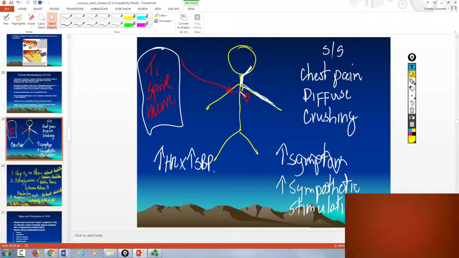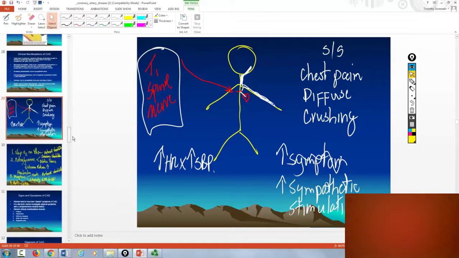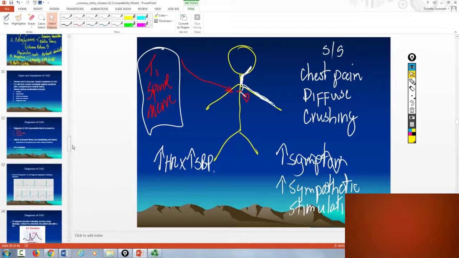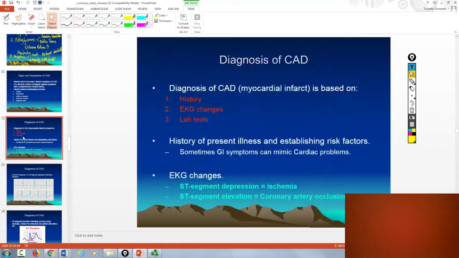Now, let's look at how you diagnose someone with CAD. All right. First of all, you take a medical history and you identify risk factors. And based on those risk factors, then you are going to do some screening tests. And again, you always go from least invasive to most invasive. So one of the easiest ways to do it is to get a stress test.